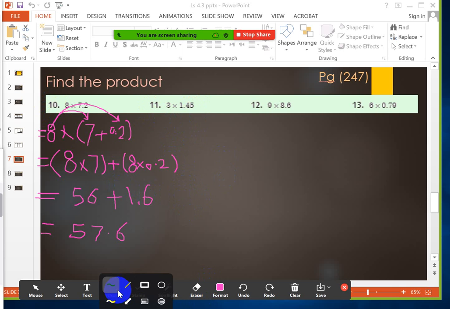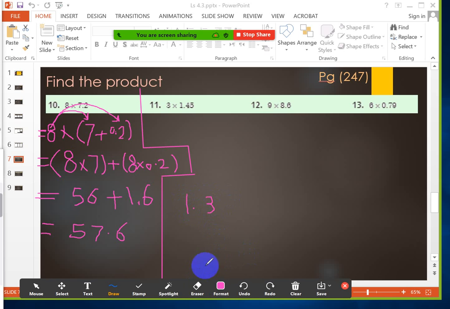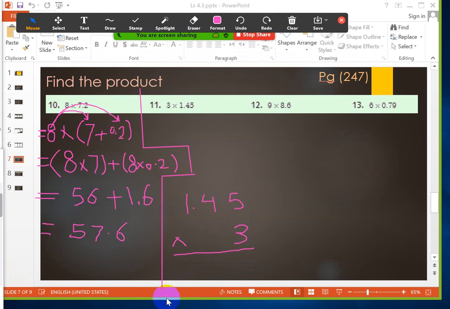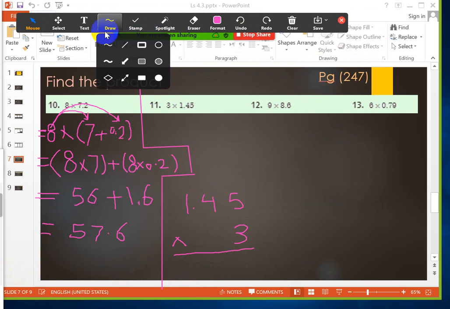Let's do it. I will draw a line here. Now we will do it together. Okay, girls, here I want to order the numbers vertically, 1.45, then multiply with 3. Yes, Almas, 3 multiply 5. 15. Okay, 15.